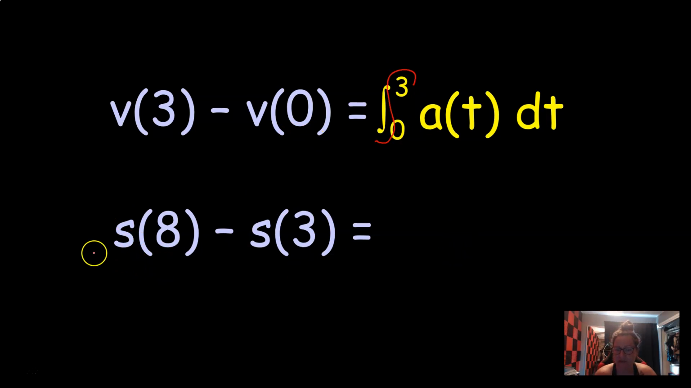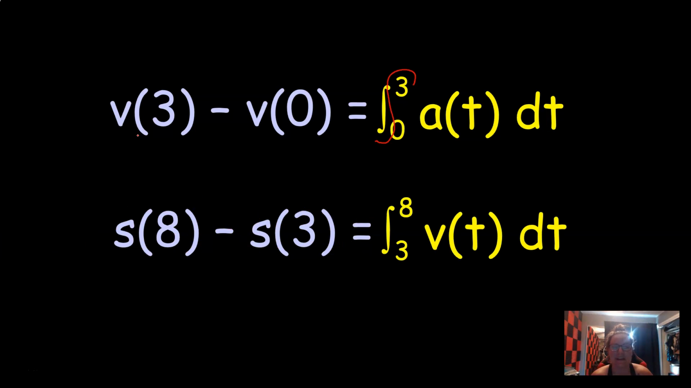Okay, so same thing here. Now I have position. So if I got position, that means I started with velocity, right? So from 3 to 8 of v of t. Okay, so just try to wrap your brain around that. Think about the order: position to velocity to acceleration. So if you're having the antiderivative of acceleration, you're going to get velocity. If you have the antiderivative of velocity, you're going to get position.